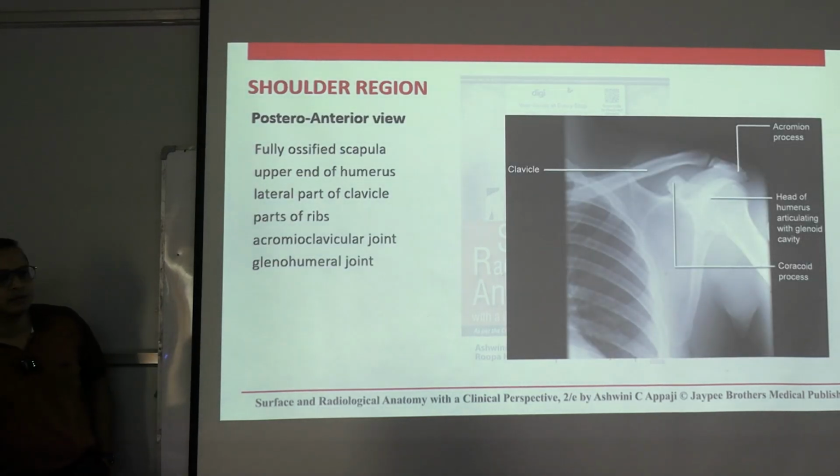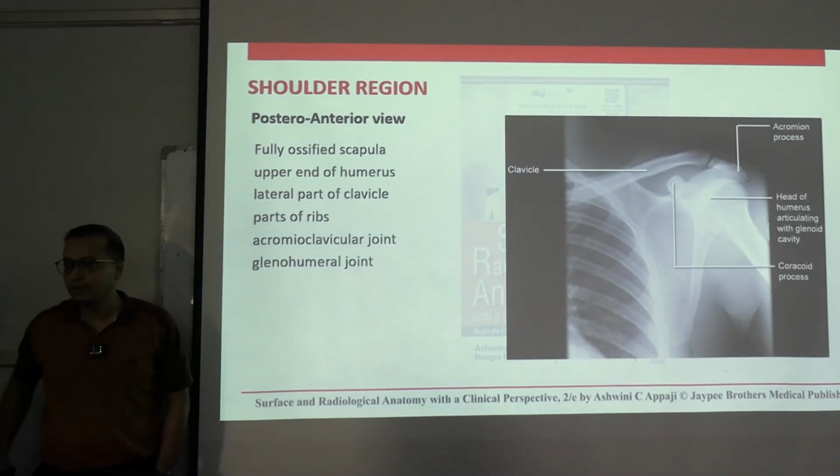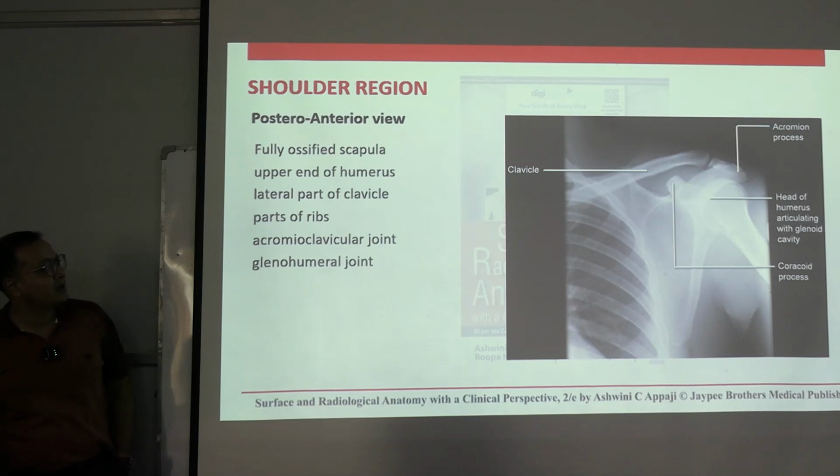Now we are going to this particular X-ray of the upper limb. This is the exercise you are seeing here. This is an anteroposterior view.